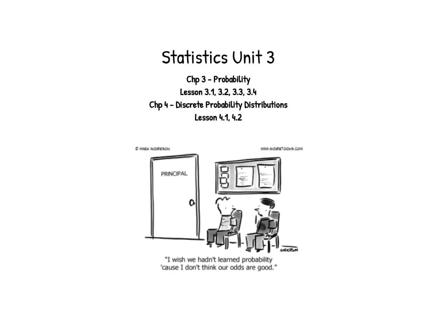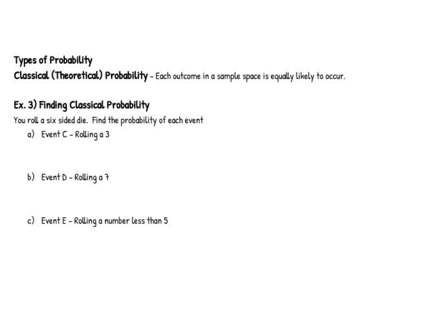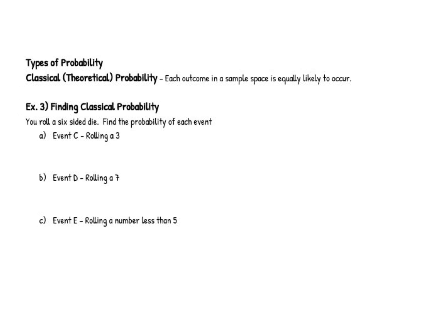Hey guys, today we're going to take a look at the rest of lesson 3.1. So we're going to start up here with our types of probability. The first type is classical or theoretical probability. This is when each outcome in a sample space is equally likely to occur. This is probability that you haven't done yet. This is just what could happen.